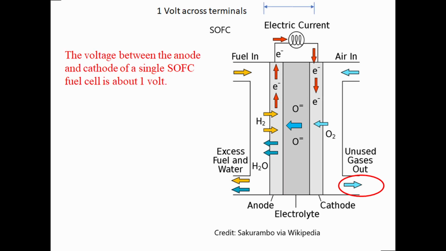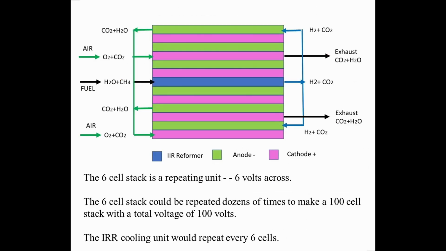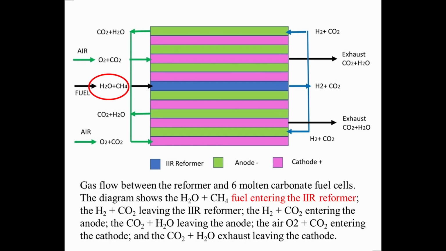The voltage across the terminals of a single solid oxide fuel cell is about 1 volt. The single solid oxide fuel cells are stacked in a similar fashion to that of a molten carbonate fuel cell, including the internal reformer unit for every 6 to 8 fuel cells. An SOFC stack of several hundred fuel cells will result in a combined voltage difference of several hundred volts across the whole stack. In the figure, I show a reformer unit sandwiched between 6 fuel cells.